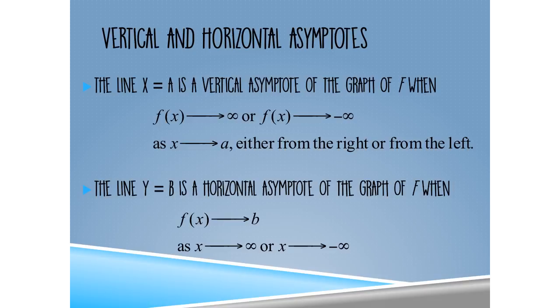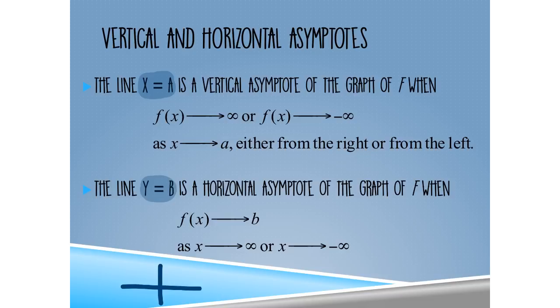All right, so vertical and horizontal asymptotes. The line x equals a, so notice it's a line, which means it gets an equation, x equals a, is a vertical asymptote of the graph of f when f of x is approaching positive infinity or negative infinity. So as my y is getting bigger or smaller, it gets closer and closer to that vertical asymptote, as x is approaching that a, whichever the a value is, either from the right or left. The line y equals b is a horizontal asymptote of the graph when f of x is getting closer to b as x is going towards positive infinity or negative infinity.